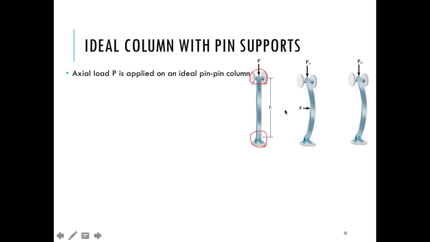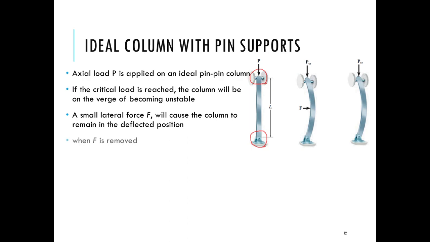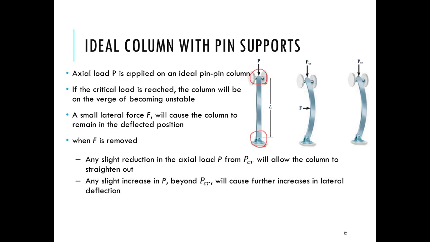Now, if we have an axial load P being applied to the column, we know from the discussion that we've had that as we increase the load P until we reach the critical load P CR, then we reach the verge of buckling, or the verge of becoming unstable. If we increase the load beyond P CR, then we will cause buckling. However, if we decrease the load to less than P critical, then the column will basically return back to its original position, even when the small disturbance is removed.